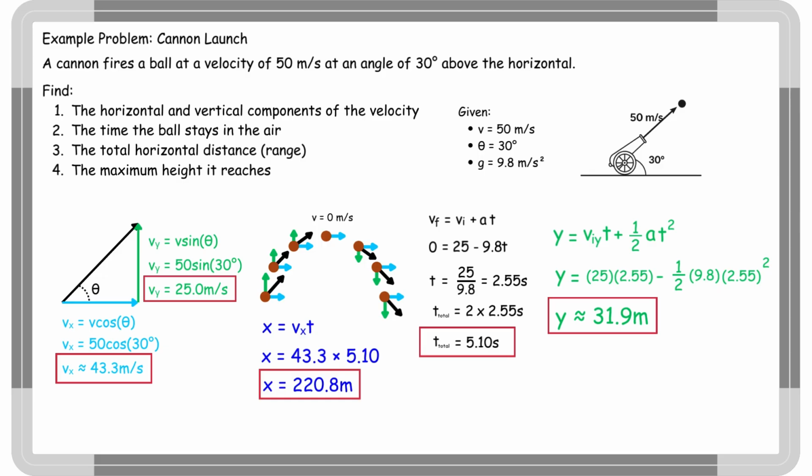So to recap, vectors have both magnitude and direction. Projectile motion is made up of independent x and y motion, and gravity only affects the vertical motion.